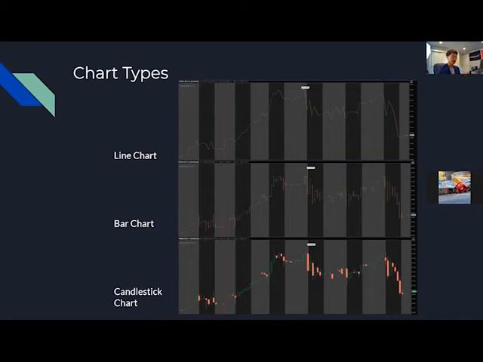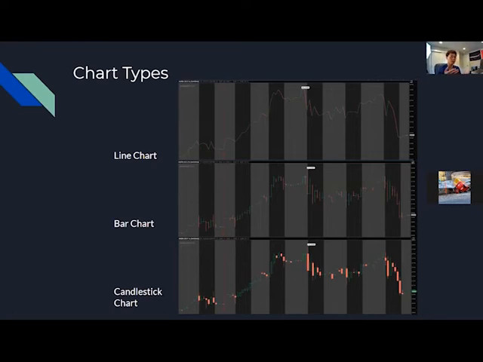Lastly is candlestick. So the candlestick chart is the most important for traders, specifically day traders as well. Candlesticks, they could tell you everything, which we'll be getting into over the rest of the lecture actually. But there's a lot of different patterns that you need to recognize with candlesticks. And in terms of functionality between bar charts and candlestick charts, they actually serve the same function.